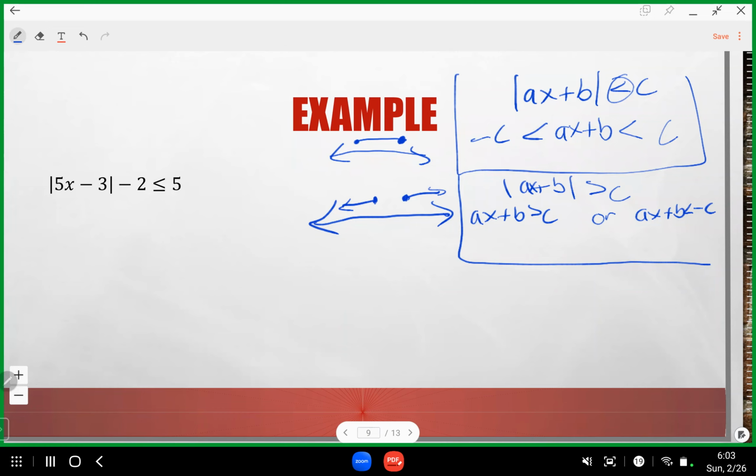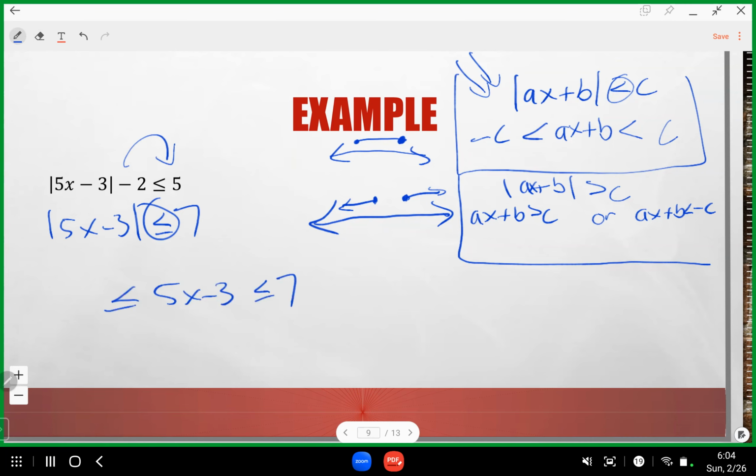So can we just solve this from right here, right now? Probably not, because we need to move this -2 to the other side first, and then we get one of these scenarios. So let's do that real quick. It's going to be 7. Now look carefully: it is less than or equal to something, therefore it's scenario 1. From our definition, 5x - 3 is going to be less than or equal to 7 and greater than or equal to -7. It's going to be in between that and its negative.